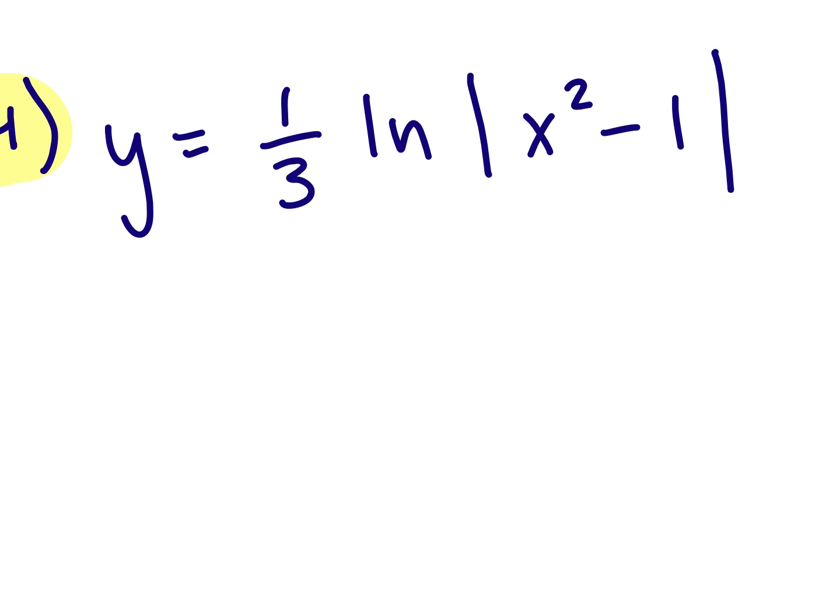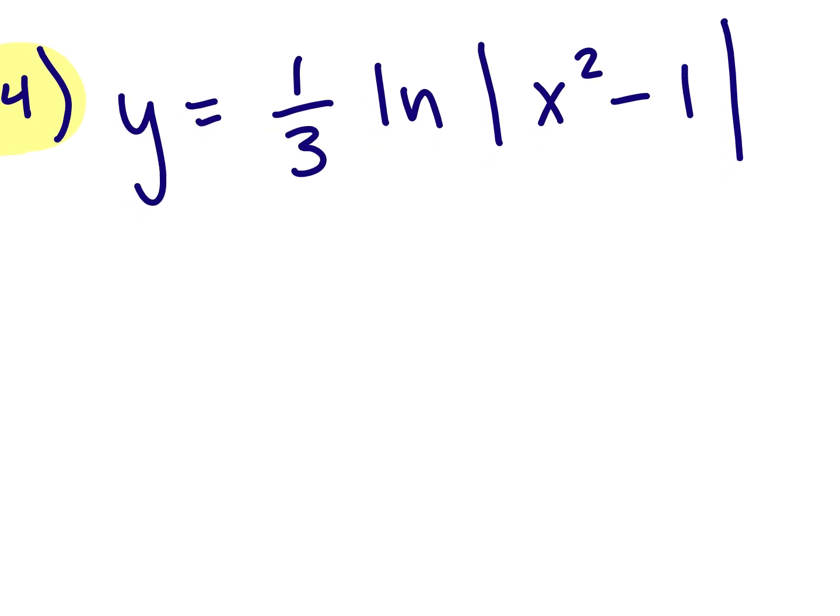Absolute value, we could have any number in our ln because we know that it's always going to be positive. But if it was not an absolute value, we just can't have negatives. But we're not stating the domain here anyways, so we do it the same way. I'm going to keep that 1/3 out front.